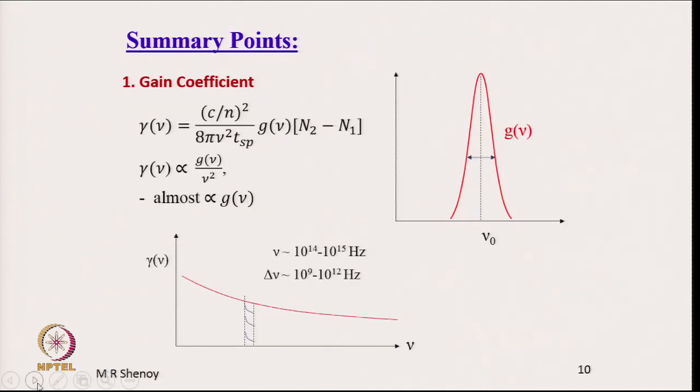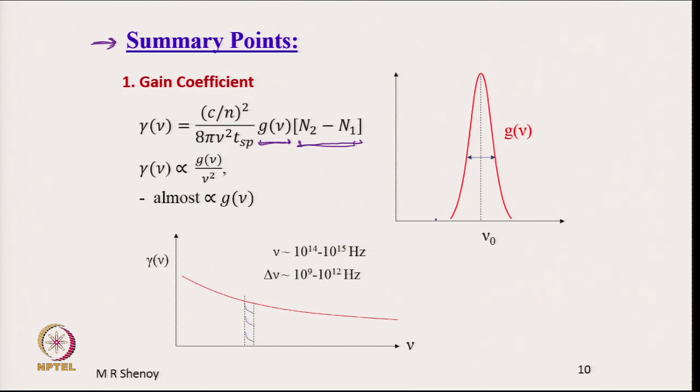Okay. So, I will just summarize these points. These are important points which we have just discussed. First, the gain coefficient gamma of nu is given by such an expression, and therefore the first thing that you note is that the gain coefficient is proportional to n2 minus n1. First of all, n2 minus n1 has to be positive, which means n2 must be greater than n1, a situation called population inversion. Second, it is almost proportional to g of nu, which is the line shape function, the value of the line shape function at a frequency nu.